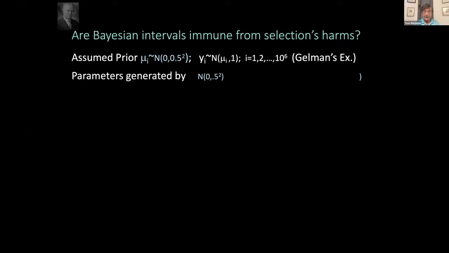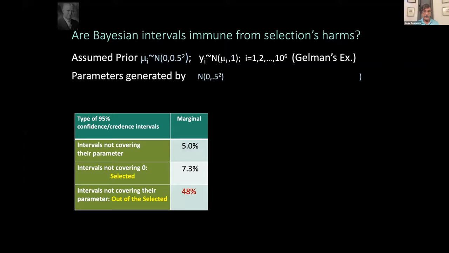Are Bayesian intervals immune to selection bias? Well, I'm taking exactly Gelman's example from his website. We assume there is a prior, mu i around 0, and then we have the observations y i normal around the parameter. Okay, the parameters are generated this way. And if we look at 95% confidence or credence intervals, the intervals not covering their parameter are 5% marginally over all of them. But if I take the intervals not covering zero, those are selected, then it's 7.3%, not too bad. But out of those selected, half of them do not cover the parameter.